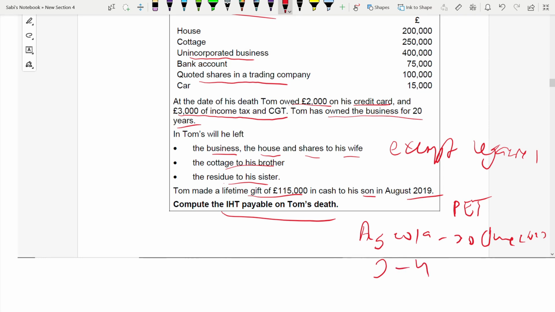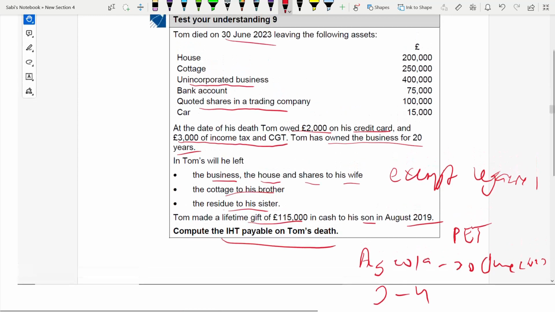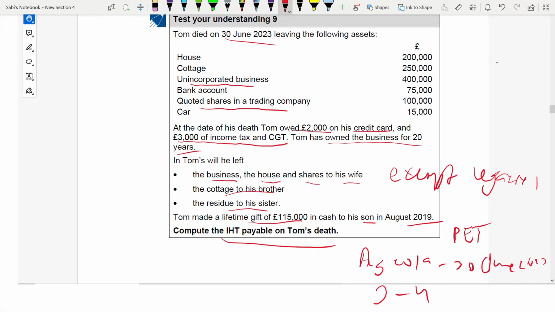Now, the death estate computation will go one by one. First we'll write that it's a death estate. We start with the house, the cottage, and the unincorporated business, and from the unincorporated business you can deduct the BPR, because the business was owned for 20 years and is unincorporated, so 100% BPR will be available on that. Then the bank account will be there.